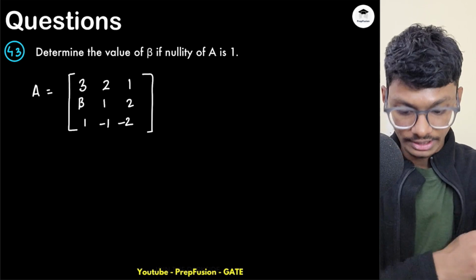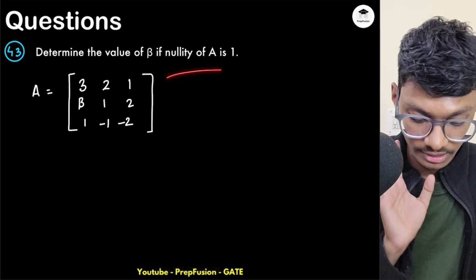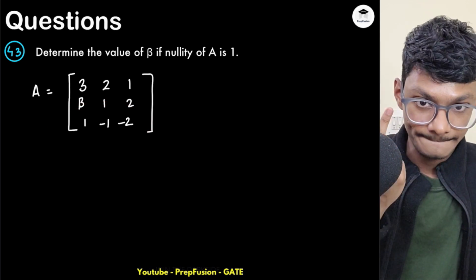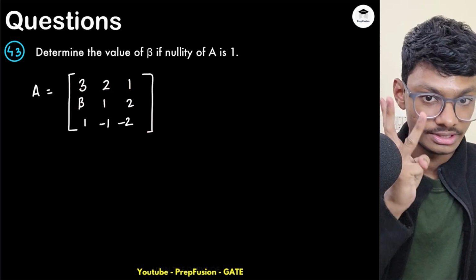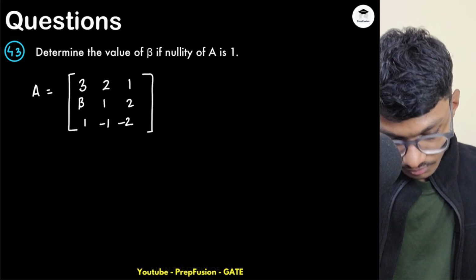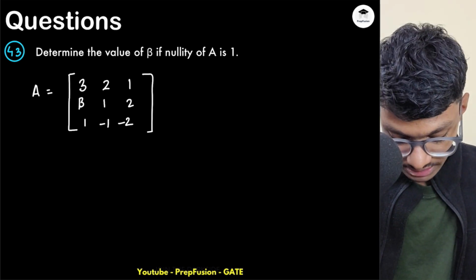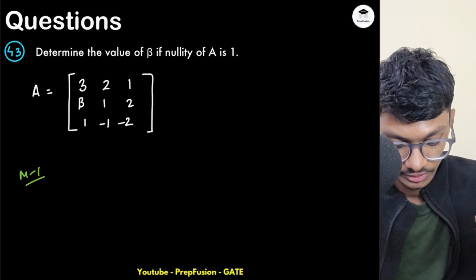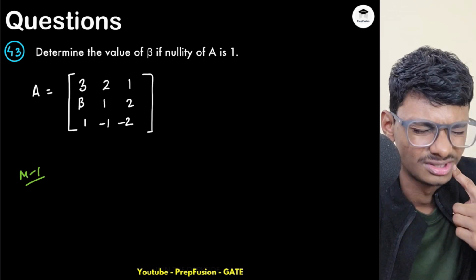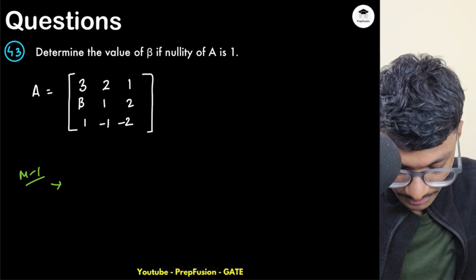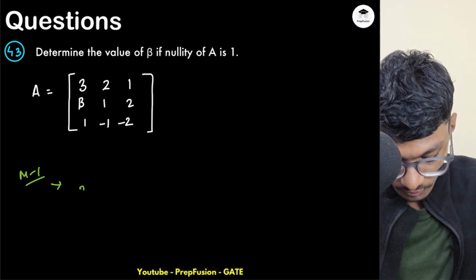Okay, so here they are talking about determining the value of beta if the nullity of A is 1. Nullity is 1, so what is the rank? The number of unknowns is how much? 3. So 3 minus rank is 1, the nullity. So basically this has 2 methods to solve. First we will solve with the row echelon format, and then we will solve with the determinant format.